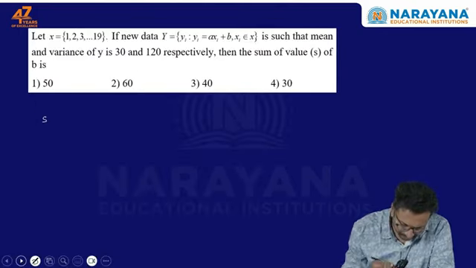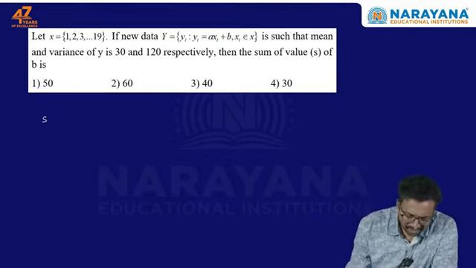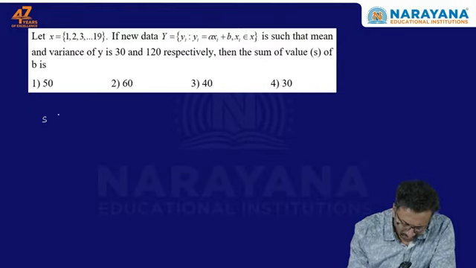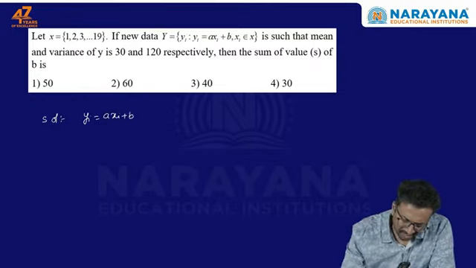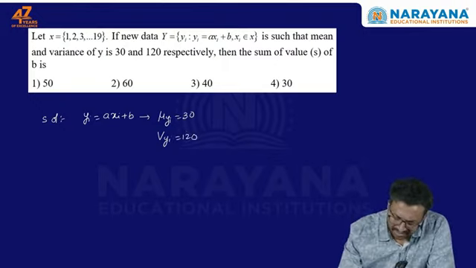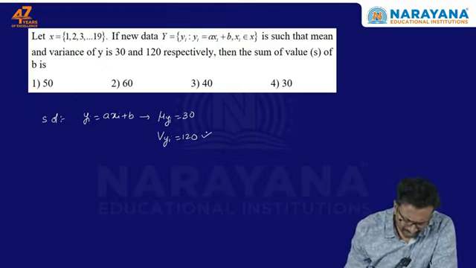So let's go to the next question. So let x is equal to 1, 2, 3 up to 19. That's the initial data points. If new data yi is given by a xi plus b, so each data point yi is taken as a times xi plus b, such that the mean mu of yi is equal to 30 and variance of yi is equal to 120. Then what are the possible values of b, and the sum of values of b, if this has to happen? So this is a very simple question.